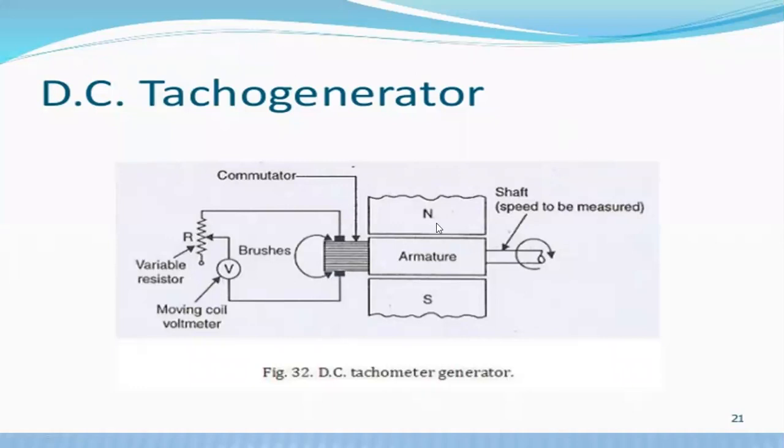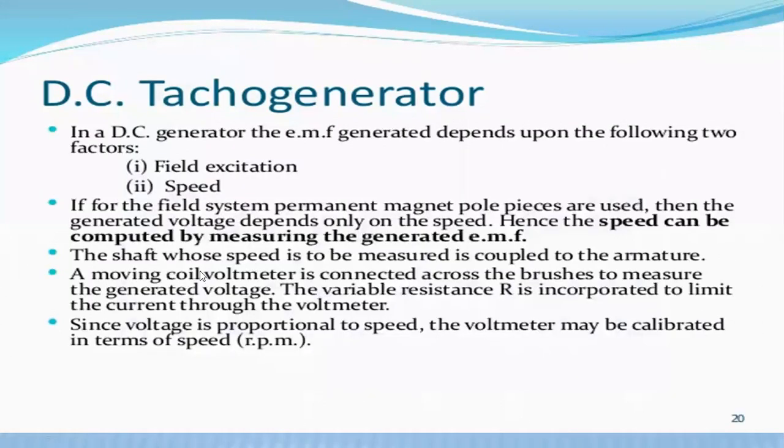And this armature is connected with a commutator, and the commutator is connected with the resistor and the moving coil voltmeter. In that voltmeter, how much voltage is developed in that armature is calculated. So these are the different constructional details of the DC tacho generator.